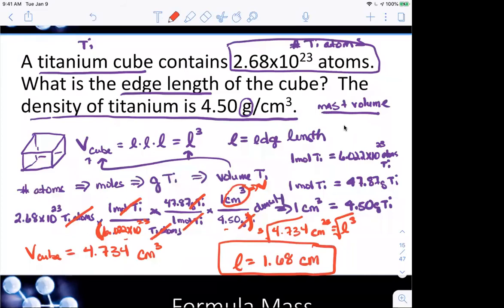But you can tell it's a little bit more complicated because I had to correlate multiple concepts. I had to bring in density. I had to know the volume of the cube. I had to do a little bit more sophisticated calculations. So be on the lookout for that. This is a harder problem, but this is the type of problem that I will expect you to be able to master.